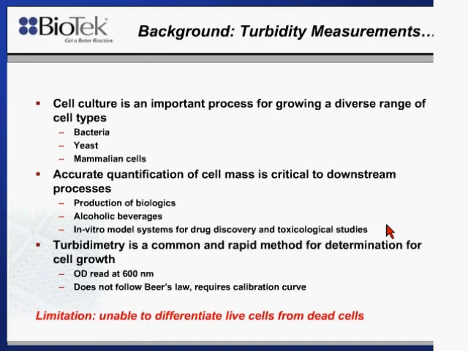So turbidity is common. It's a rapid method, and essentially what we're doing is we're looking at optical density at 600 nanometers. It's important to recall that this is not an absorbance protocol, so it does not follow Beer's law, and it will require a calibration curve that's specific for each cell type that you're interested in quantifying. And one limitation that I'll mention is the inability to determine whether the cells are alive or dead, and so that can be an issue in some cases. So you should keep that in mind as well.